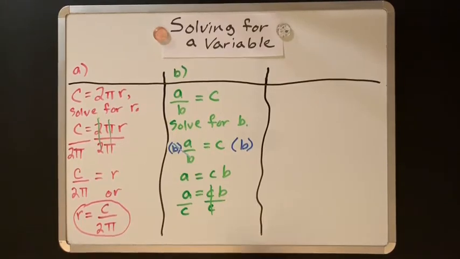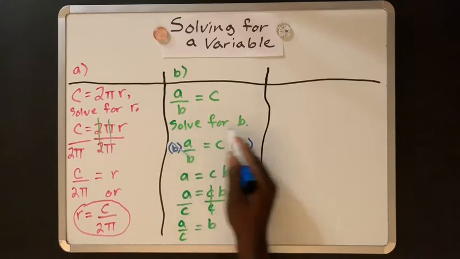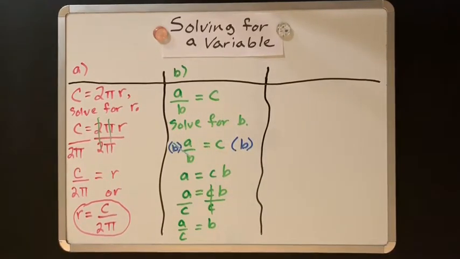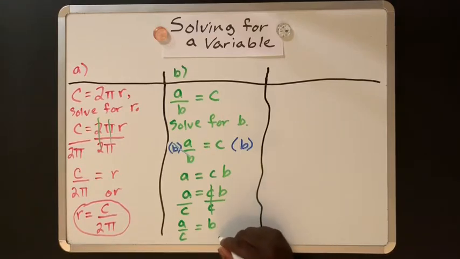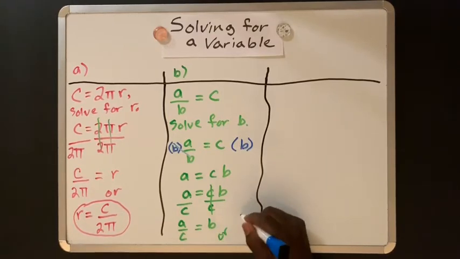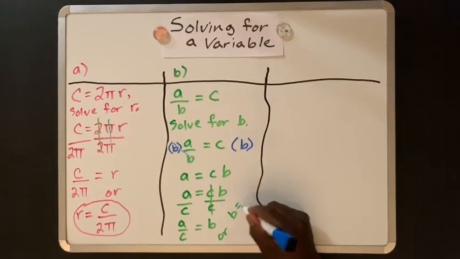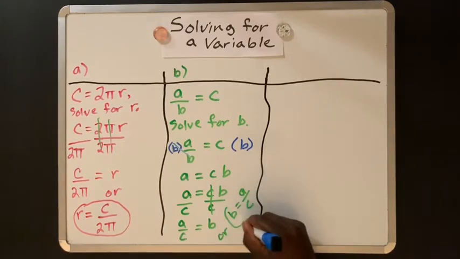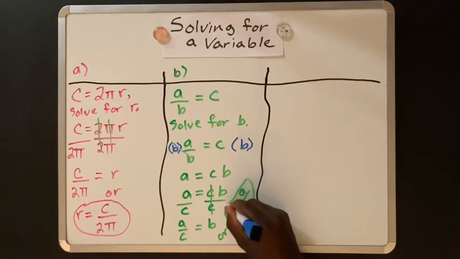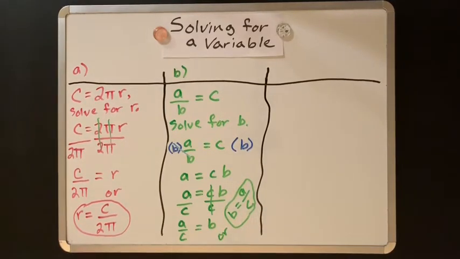All right, looks like B is on its way to being by itself. So we get A over C equals, what do we bring down? B. We have successfully solved for B. All right. Well, some of you may like to have B on the left side. You can write B equals A over C. Whatever floats your boat. But we have successfully solved for B.